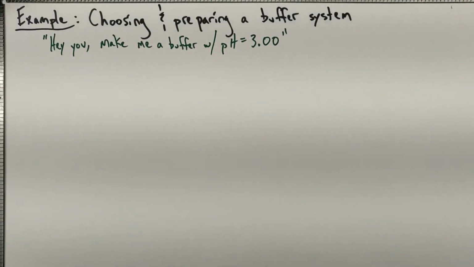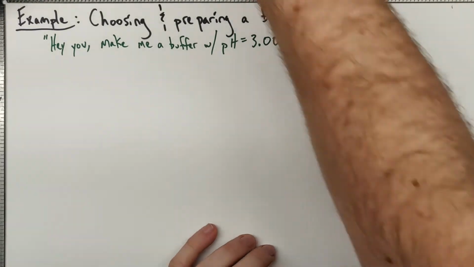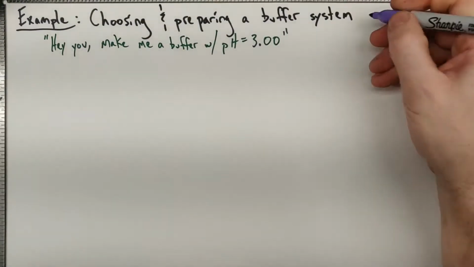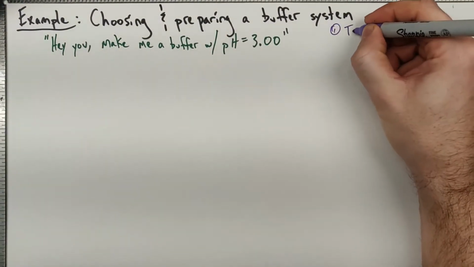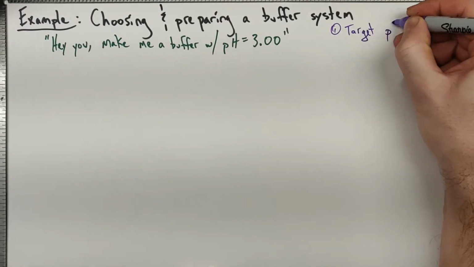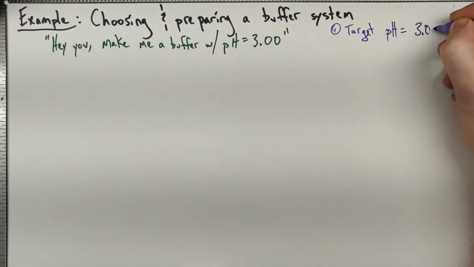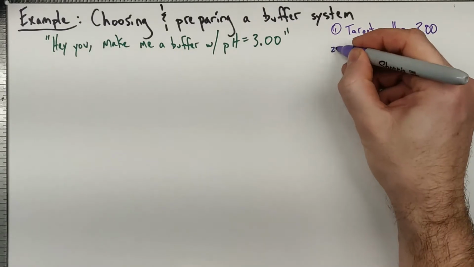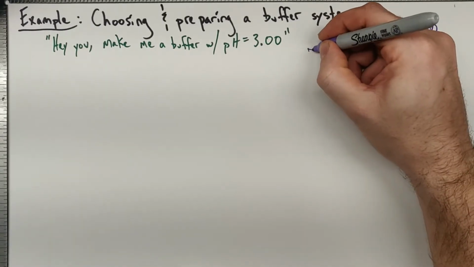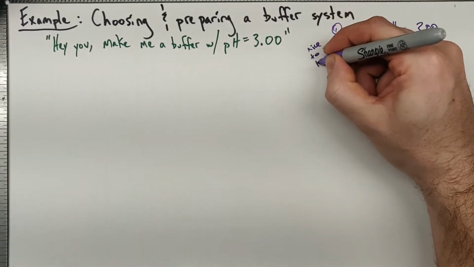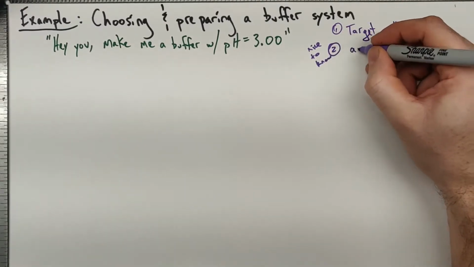In fact, let's list those steps out from a previous video. Things that you need to know. So, 1, target pH. And that's 3.00. You have to know that. 2, it would be nice to know the application.